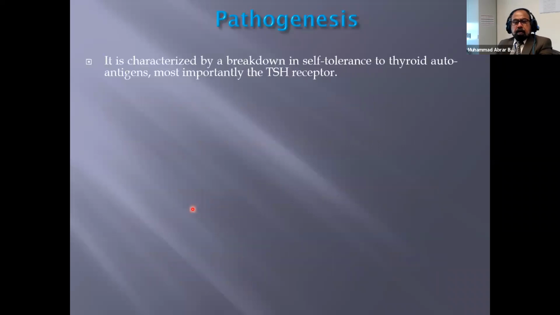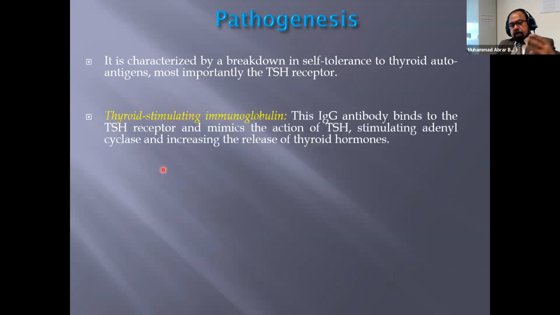So how does it occur? It is characterized by breakdown of self-tolerance to thyroid antigens, most importantly the TSH receptor. There are three antibodies. Number one is thyroid stimulating immunoglobulin. This Ig antibody binds to the thyroid receptor and mimics the action of TSH. Although it is an antibody attached to the TSH receptor, it mimics TSH, so it stimulates adenyl cyclase and increases release of thyroid hormone.